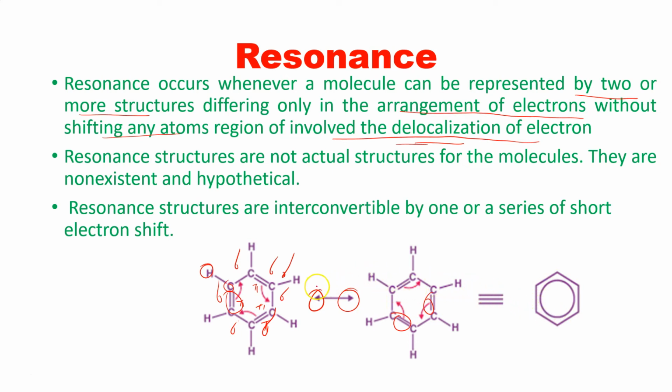These are two hypothetical structures, so they are non-existent, and the actual structure of benzene we write like this. It is an equivalent structure for both bonded structures. So we can write benzene with a ring. This is said to be resonance of a molecule: when there are two or more structures, and these structures involve delocalization of electrons without changing or shifting any atom, such a thing is said to be resonance.